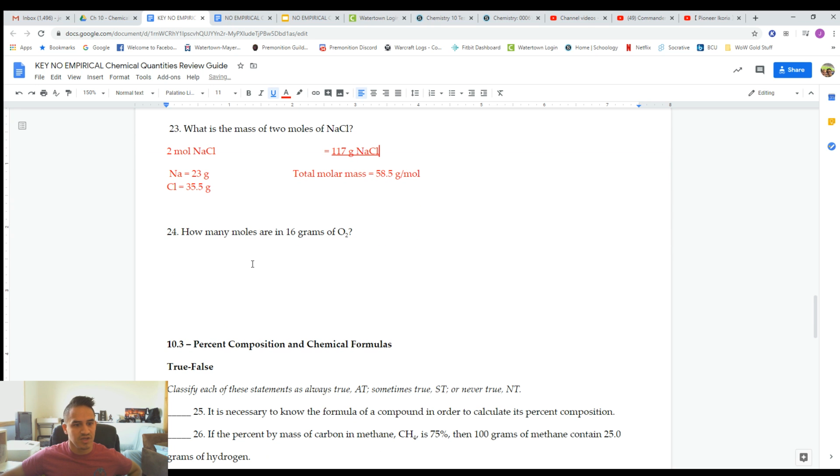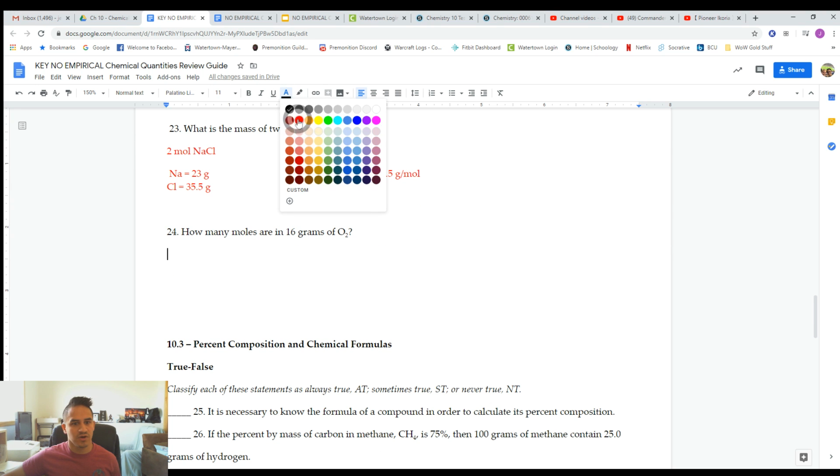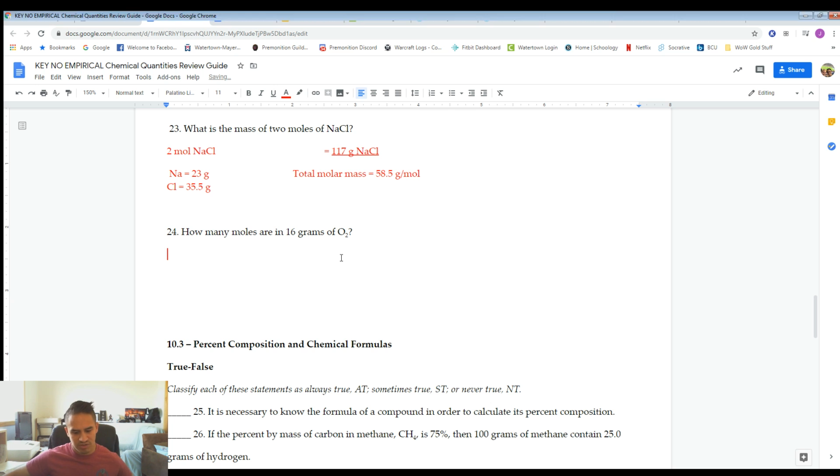All right, that problem is done. Moving on to problem number 24. How many moles are in 16 grams of O2? All right, so again, we are starting with 16 grams of O2, and we are going to be converting this into moles of O2.